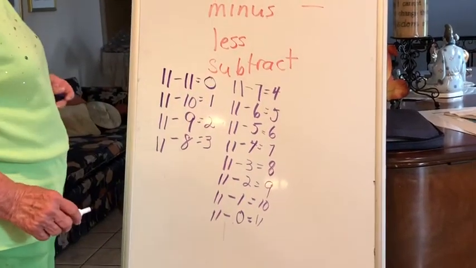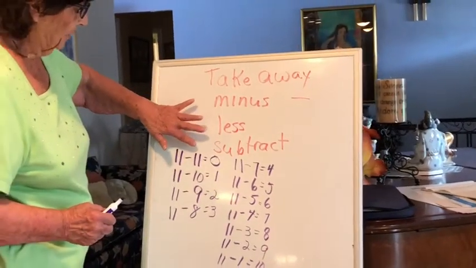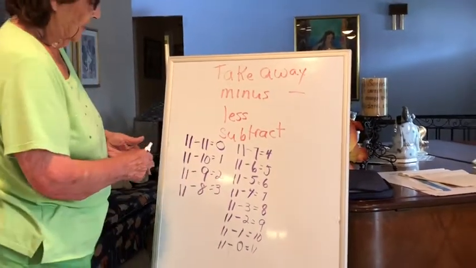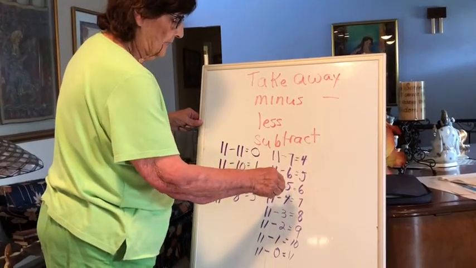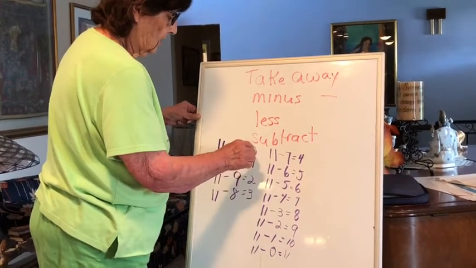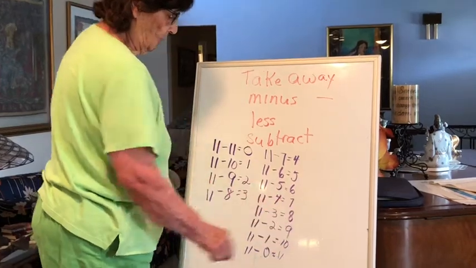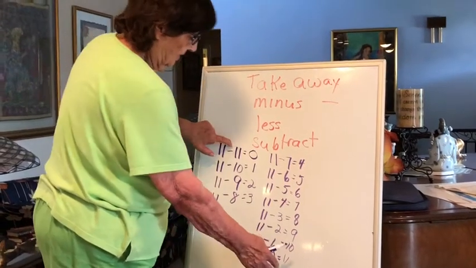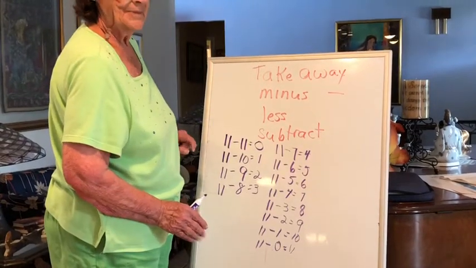All right, so what you're doing is you're going backwards and forwards. If you take away going backwards 11 down to 0, then your answers, you see they're the same. 11, 10, 9, 8, 7, 6, 5, 4, 3, 2, 1, 0. And now the answers are 0, 1, 2, 3, 4, 5, 6, 7, 8, 9, 10, 11. Just the opposite. This and this are the same. Isn't that amazing?